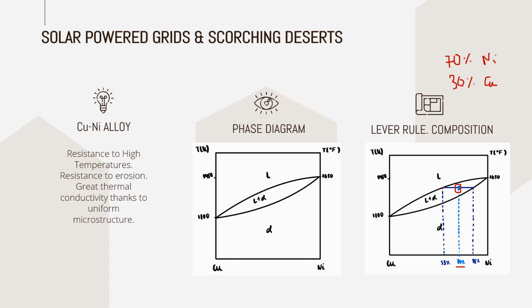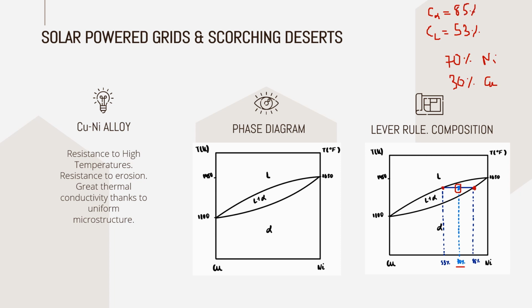Then we know, if we move right here, that the concentration of liquid, which I denote by Cl, would be equal to 53%. These numbers are made up, okay, that's for the example. And the concentration of alpha would be 85%, as I wrote there.